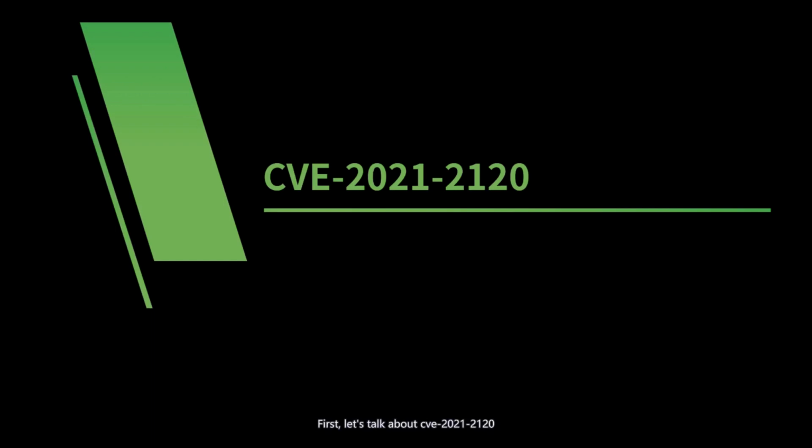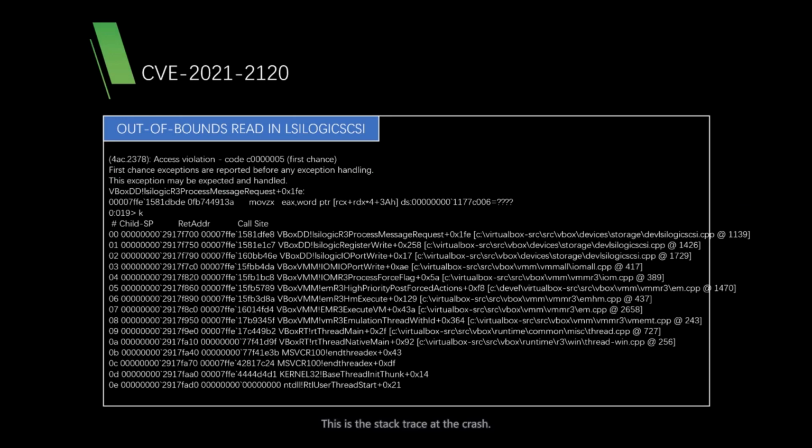Next, let's talk about CVE-2021-2120. This is the stack trace at the crash. As shown in the figure, this is an OOR of the LSI Logic SCSI device. This is a device vulnerability. It can be seen from the stack trace that it is caused by incorrect checking of the length field when processing the I/O port.